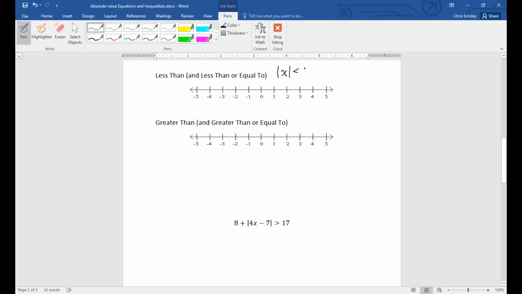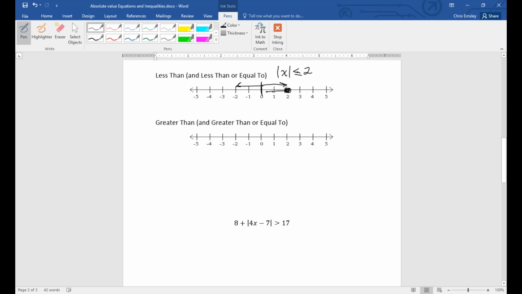If we say the absolute value of x is less than 2, let's do less than or equal to. That means the distance from 0 is less than or equal to 2. So if we start at 0 and we want to count everything that's less than or equal to 2, same idea.